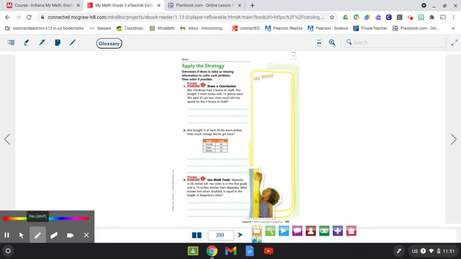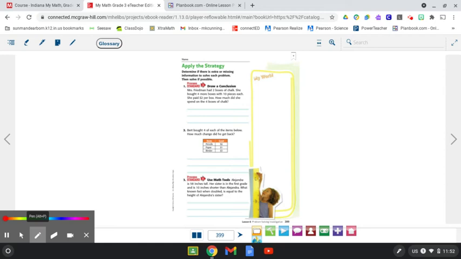Okay. So it says, determine if there is extra or missing information to solve each problem. Then solve if possible. So Mrs. Friedman had 2 boxes of chalk. She bought 4 more boxes with 10 pieces each. She paid $2 per box. How much did she spend on the 4 boxes of chalk?